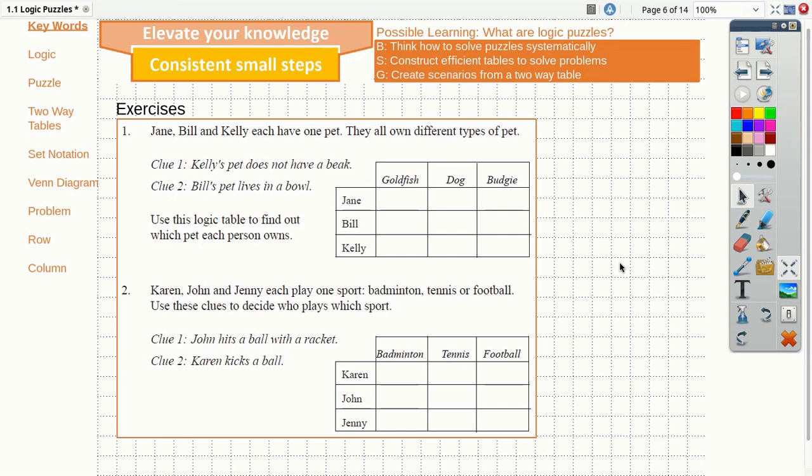Here are some questions for you to have a practice. You'll have to pause the video on each slide so that you have enough time to have a go, and then press play when you're ready to move on to the next couple of questions. Here's the first set of questions.